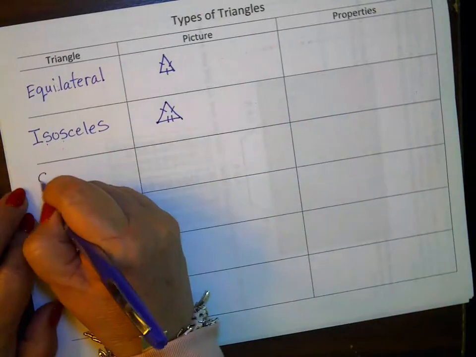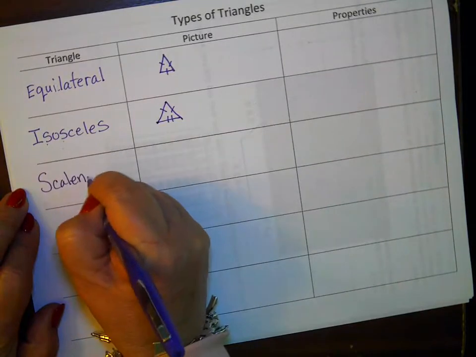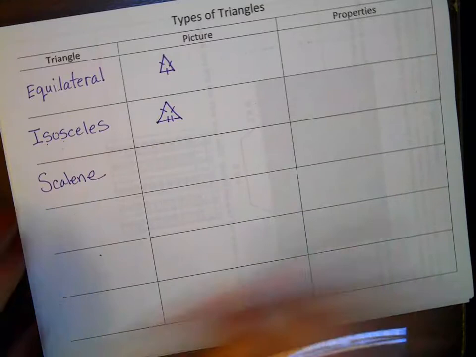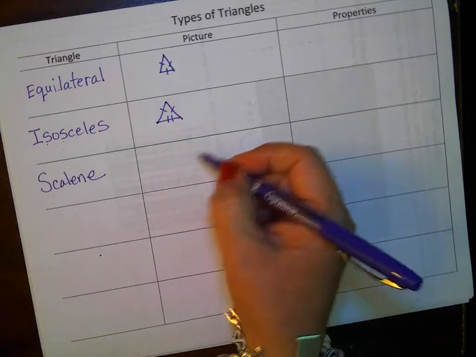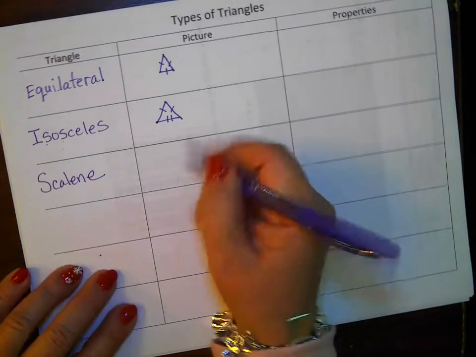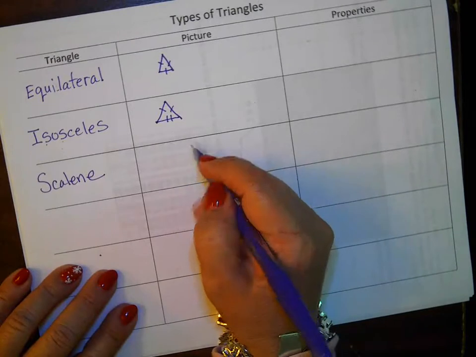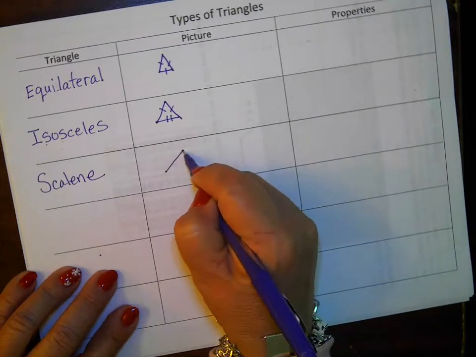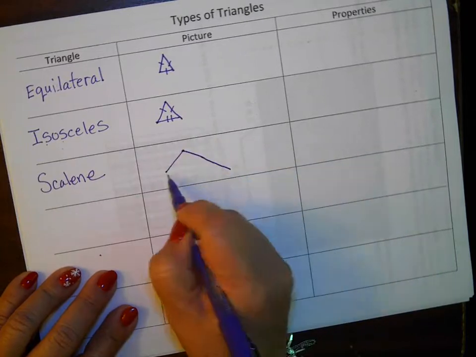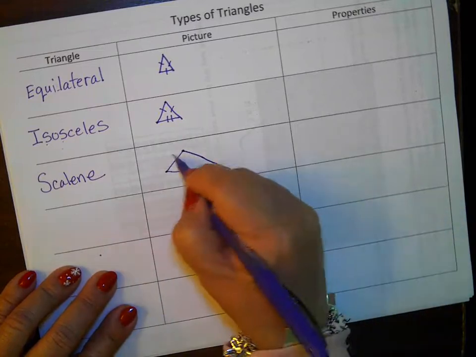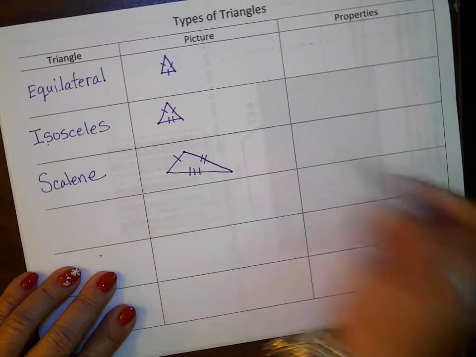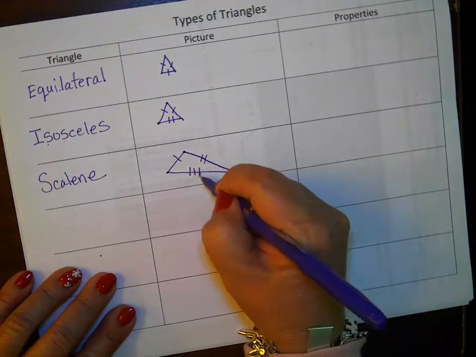Then I'm going to have a scalene. And remember, we talked about how it's like the music notes, how they're all different on the scale. So you're going to have a triangle that has three different sides. So I have 1, 2, 3, and you may see it like that. And that represents that no sides are equal.